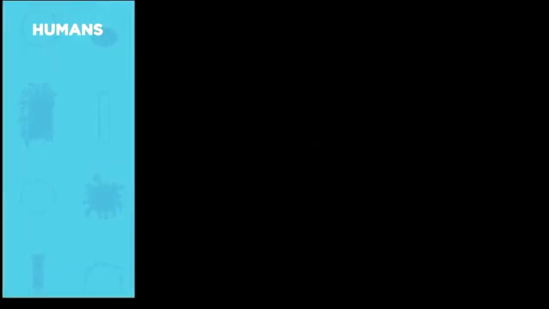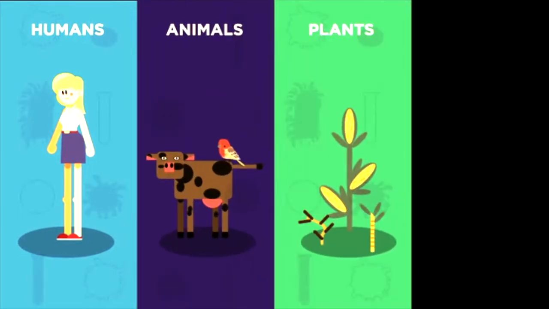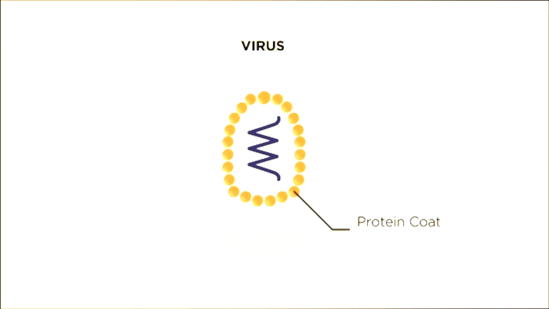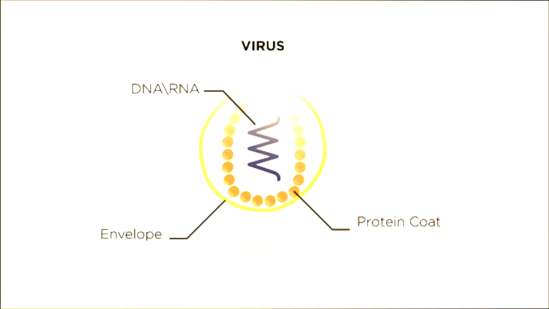Viruses can infect humans, all animals, plants, and even bacteria. Viruses are very simple. They are made up of a protein coat surrounding a strand of genetic material. The genetic material can either be DNA or RNA. Sometimes, a membrane called an envelope surrounds a virus particle. This envelope isn't made by the virus, but is actually stolen from the membrane of the host cell. This is a great strategy by the virus. It makes it harder for the host cell to identify the virus as foreign.